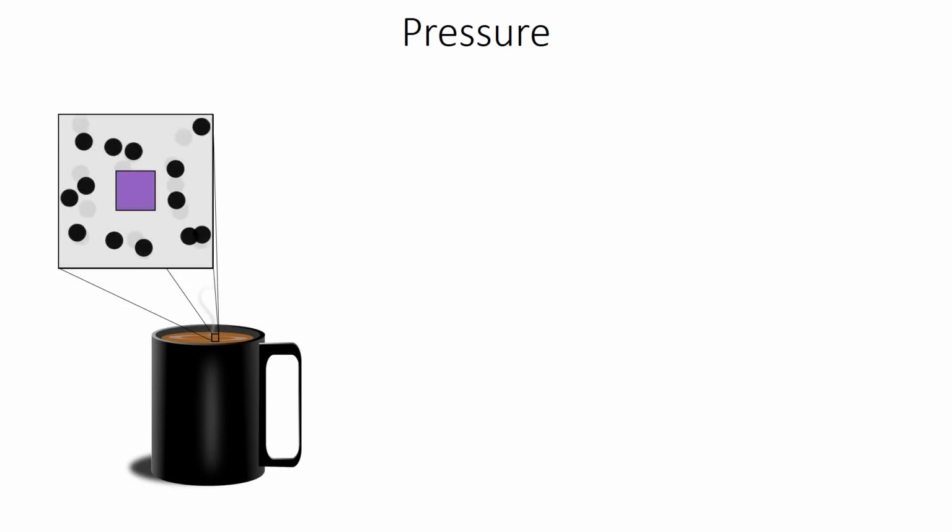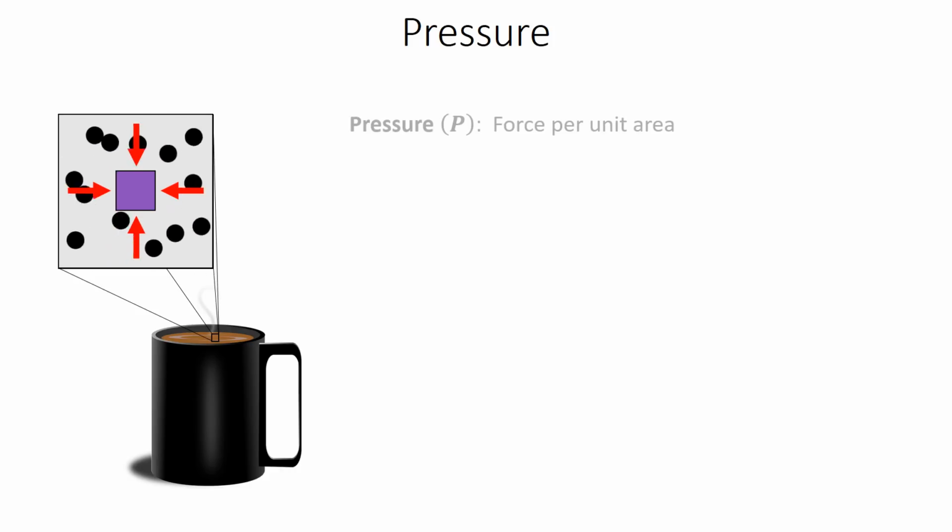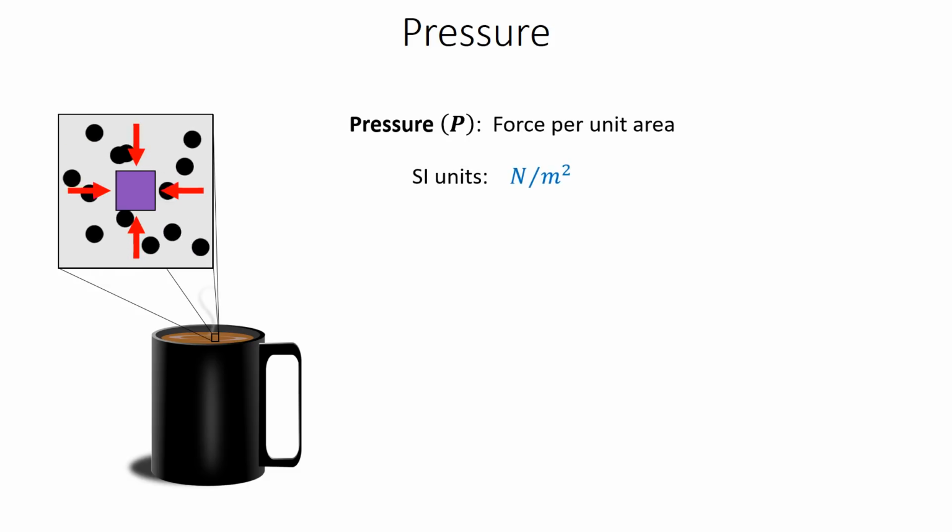Imagine placing a small object inside this fluid. Although each collision exerts just a tiny force, the total force over the entire area of the left side points on average perpendicular to the surface to the right. Now, the pressure exerted by a fluid is the force per unit area. The SI units are newtons per square meter, which we call a Pascal.